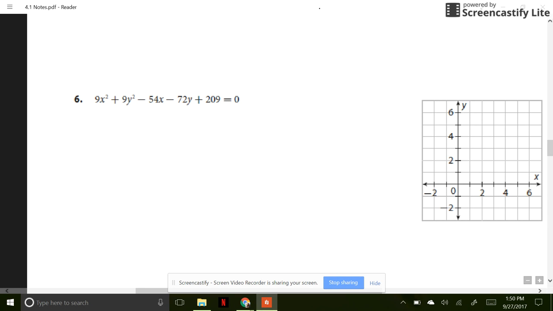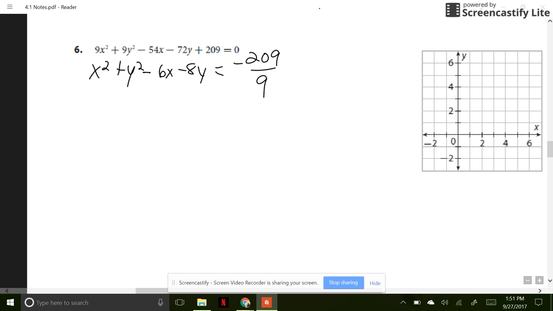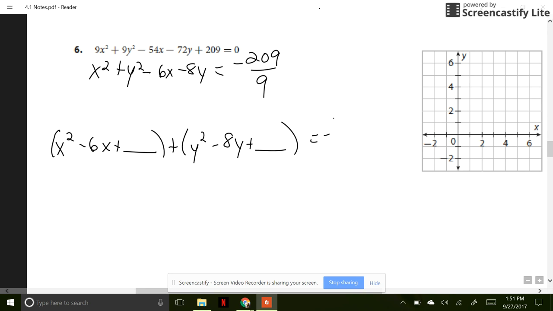So dividing everything by 9, I ended up with x squared plus y squared minus 6x minus 8y equals negative 209 over 9. Unfortunately, that one's a little unfriendly. So now we group our terms. So we'll get x squared minus 6x plus, we know we're going to add something, plus y squared minus 8y plus, we know we're going to add something there, equals that negative 209 over 9.